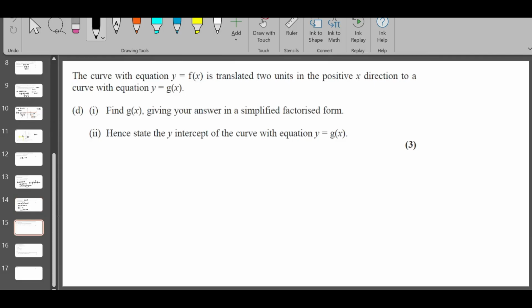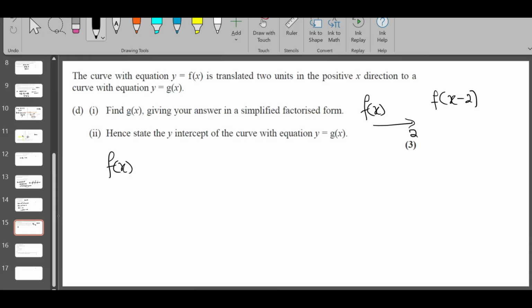Part D now. The curve with the equation f of x is translated 2 units in the positive direction. If a function is translated in the positive direction 2 units, the new function will be f of x minus 2. Don't think it's f of x plus 2. Of course, we add 2 to the x coordinate, but when you write the function, it's f of x minus 2. That's g of x.